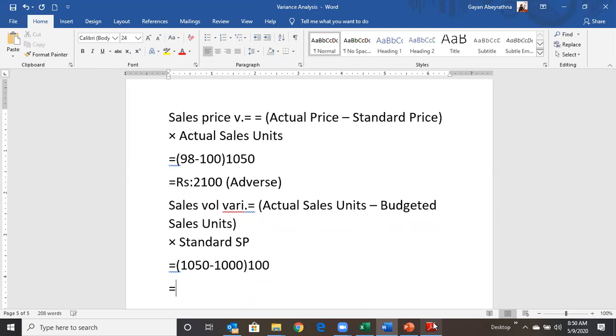Then 5,000. You can identify they have sold more. They have actually sold 1050, and they were supposed to sell 1000. Then 5,000, they have sold more, that means favorable variance. Okay.